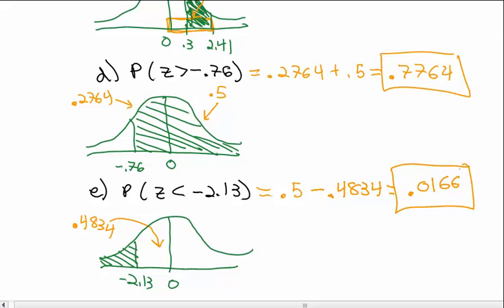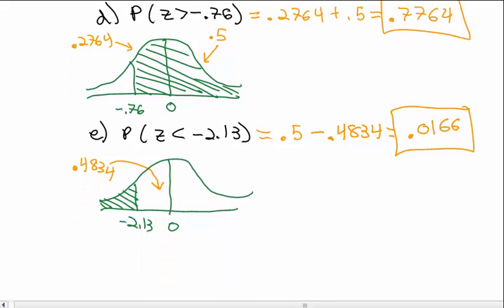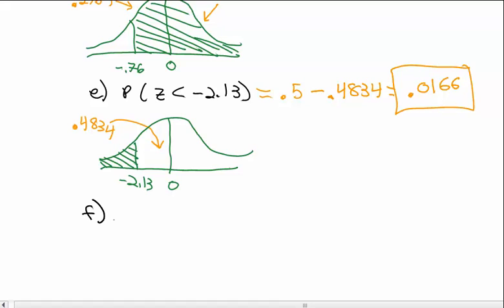So the probability that we're less than 2.13 standard deviations below the mean is 0.0166. Let's do one more example. Let's find the probability that z is between negative 0.8 and 1.9.